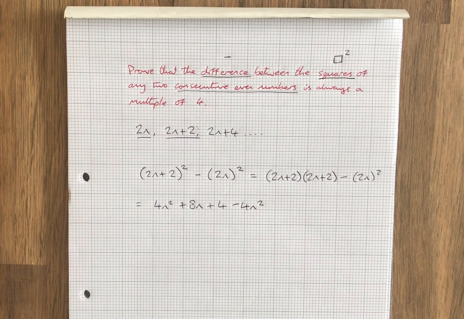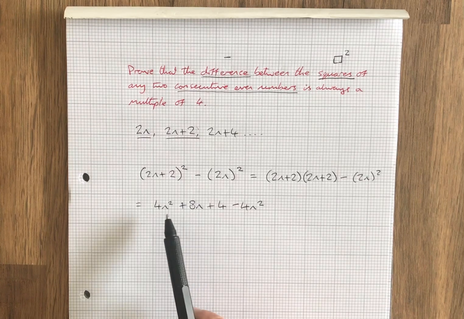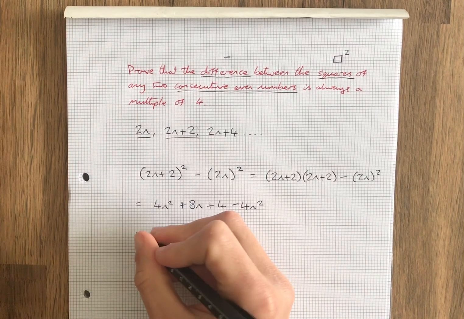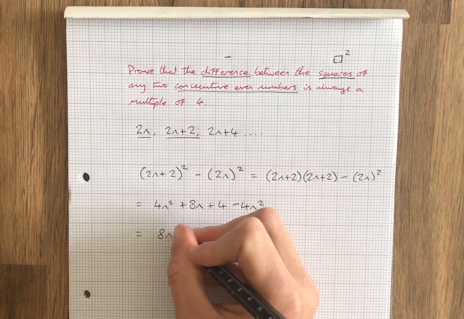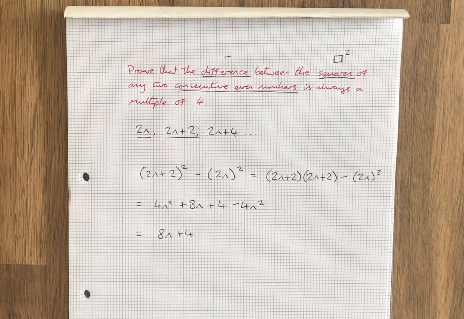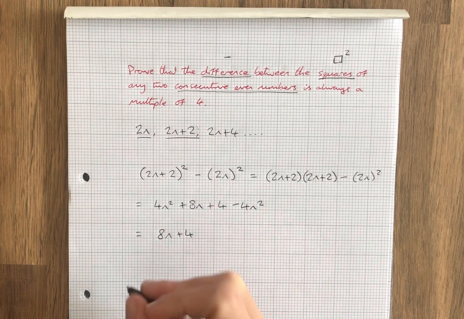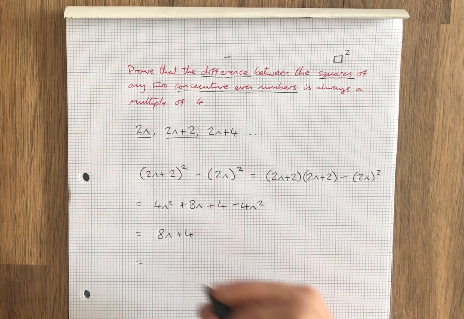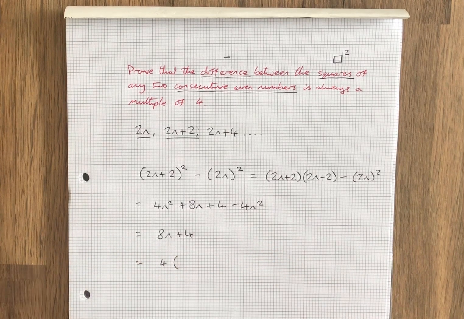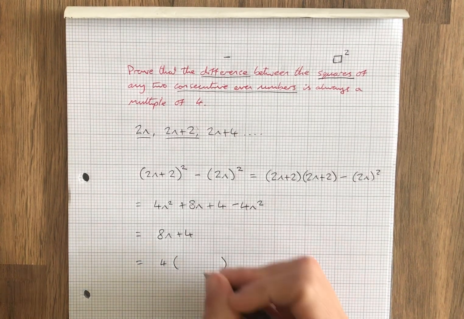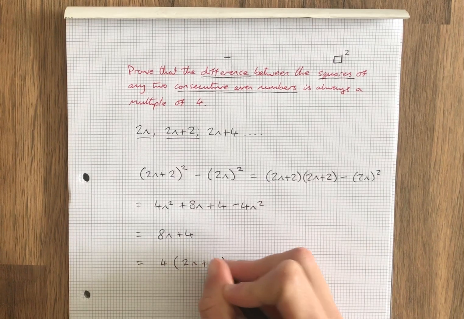If we look at how we can simplify it, then we can take away 4n squared from 4n squared. They're going to cancel out. And that's just going to leave us with 8n plus 4. And we're trying to prove that this is a multiple of 4. So to do this, we're going to try and take out a factor of 4. Luckily, we can see that 4 is a factor of both these two terms. And if I factorised it out and put this into a single bracket, then we'd be left with 2n plus 1.